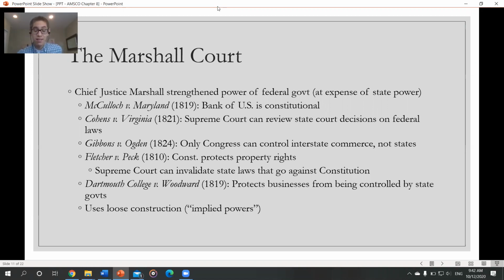McCulloch v. Maryland said that the Bank of the U.S. is constitutional, that the federal government can make that power. Gibbons v. Ogden also said that only Congress can control interstate commerce, not the state. So now the federal government has the power to create banks, and they have the power to regulate commerce. And then the Supreme Court decided, well, let's give ourselves some more power too. Cohens v. Virginia said the Supreme Court can review state court decisions on federal laws. So that allows the Supreme Court to have some powers to rule over other court decisions.